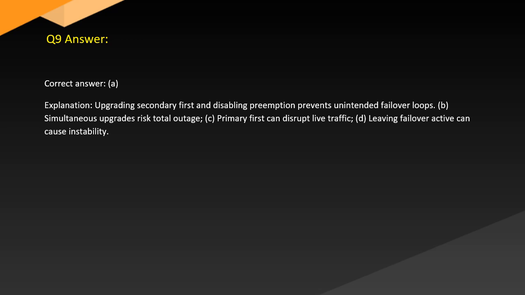Answer. Correct answer: A. Explanation. Upgrading the secondary first and disabling preemption prevents unintended failover loops. B. Simultaneous upgrades risk total outage. C. Primary first can disrupt live traffic. D. Leaving failover active can cause instability.